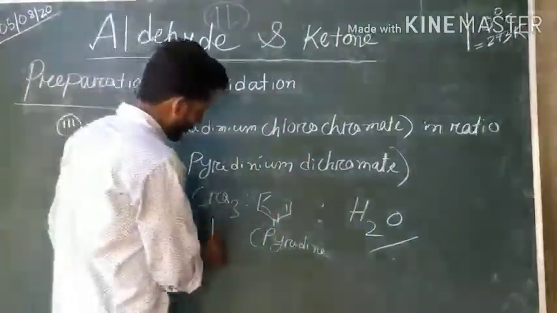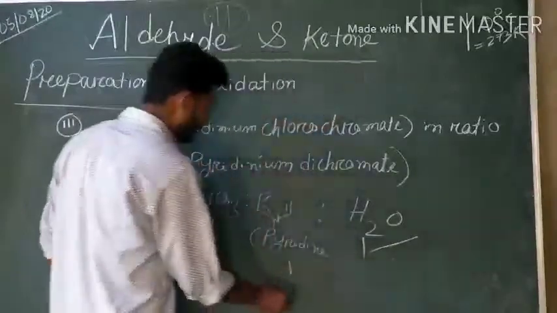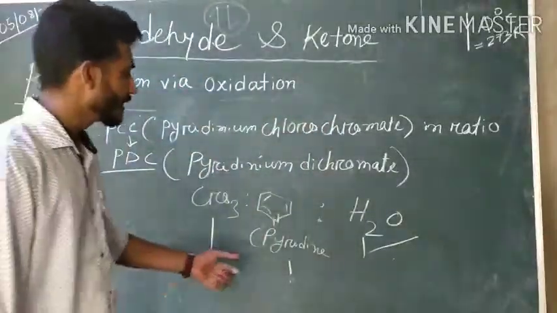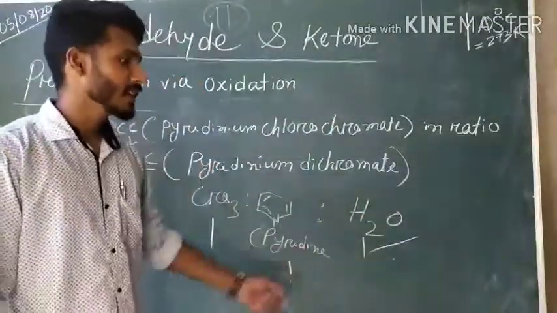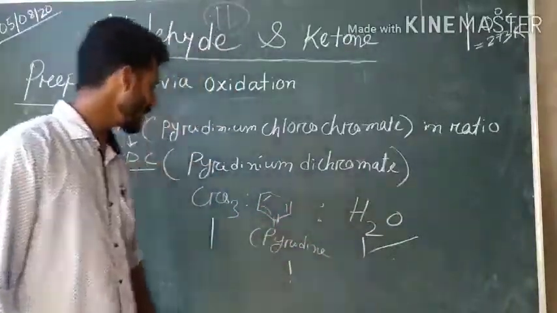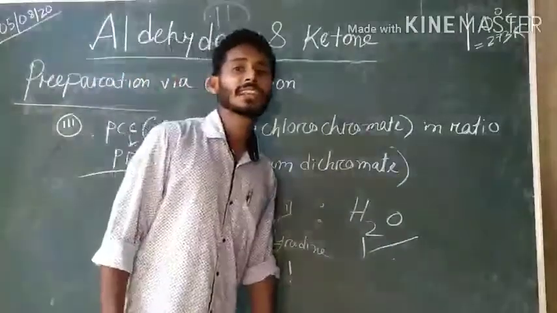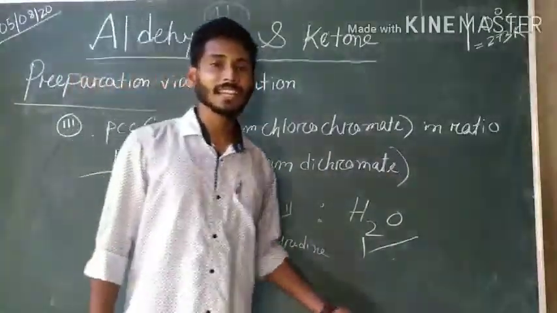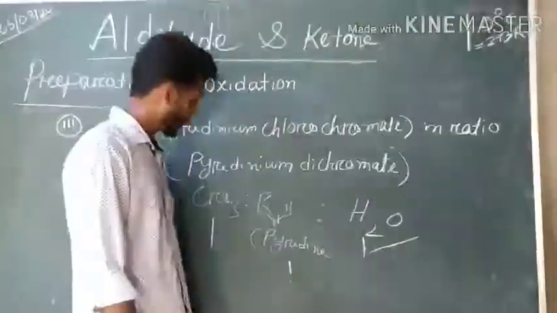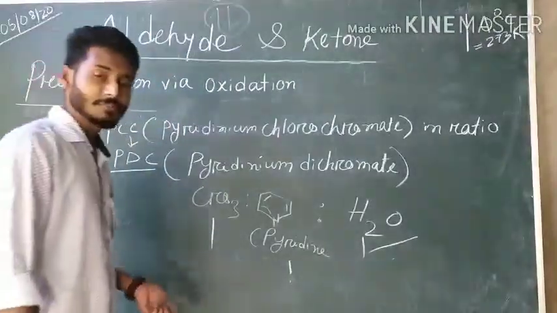So the 1:1:2 ratio will be the same, but one noticeable change is there. In place of HCl there will be H2O. As usual, it will be converted only for primary and secondary alcohols to aldehyde and ketone. Okay, it will oxidize only primary and secondary alcohol.